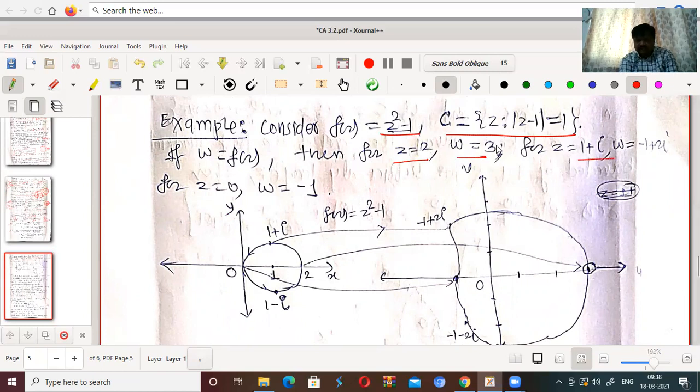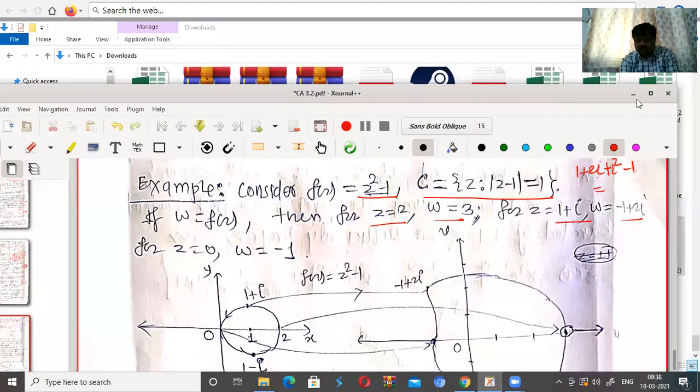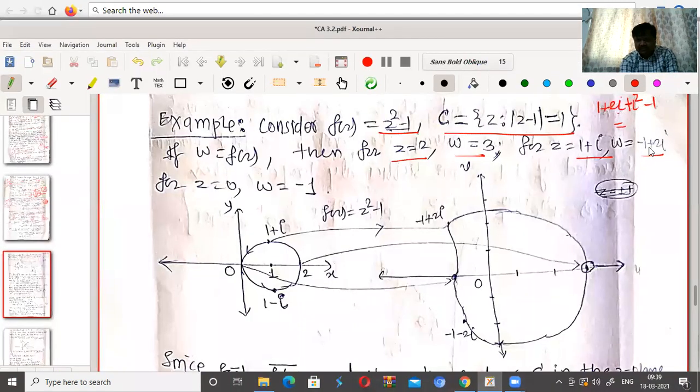For z equal to 1 plus i, w equal to minus 1 plus 2i. Why? If I put z equal to 1 plus i, z square minus 1, z square becomes 1 plus 2i plus i square, and this minus 1, right? So what you will get here? 1 plus 2i, i square is minus 1, minus 1. So 1 minus 1 and this one cancel. We get 2i minus 1, that is minus 1 plus 2i. For z equal to 0, w equal to minus 1 by putting this.